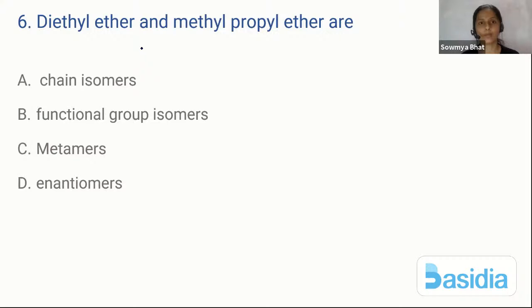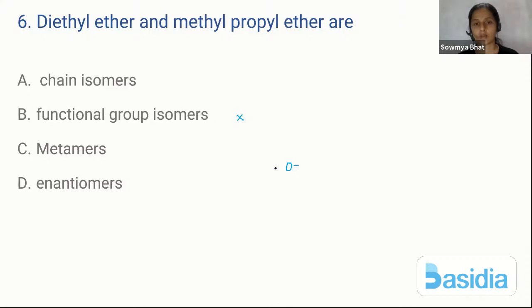Diethyl ether and methyl propyl ether are... So what exactly are chain isomers? Let's see the options first. Chain isomers means that in the main chain you should have a different number of carbon atoms. Functional group isomers means they should have different functional groups. But here, in both cases, ether is the functional group. So option B is ruled out. And then the metamers and the enantiomers. So let's see with options A, C, and D.